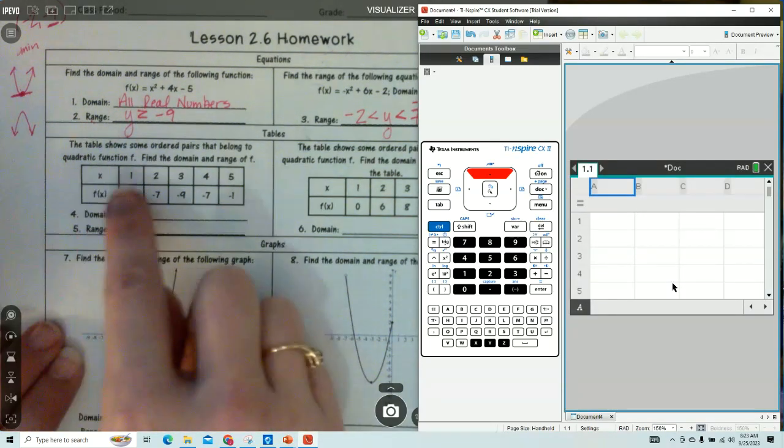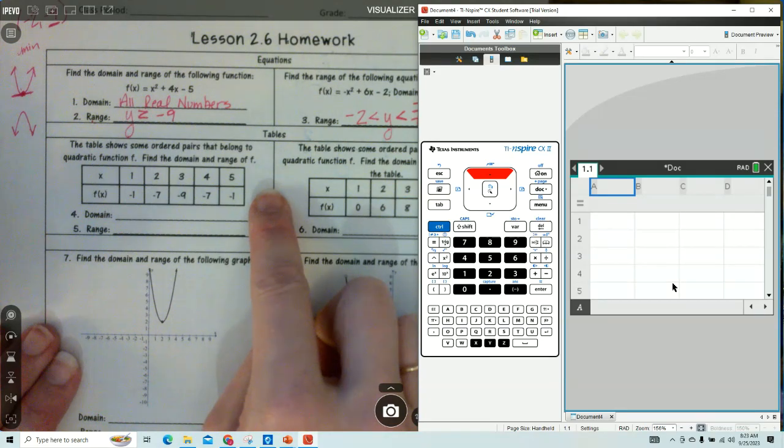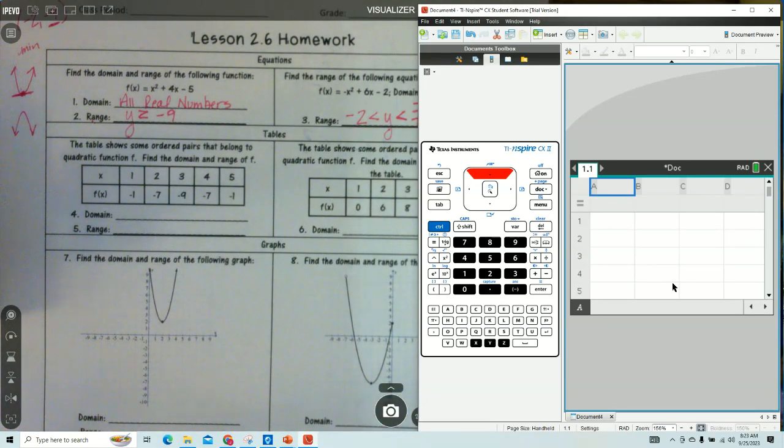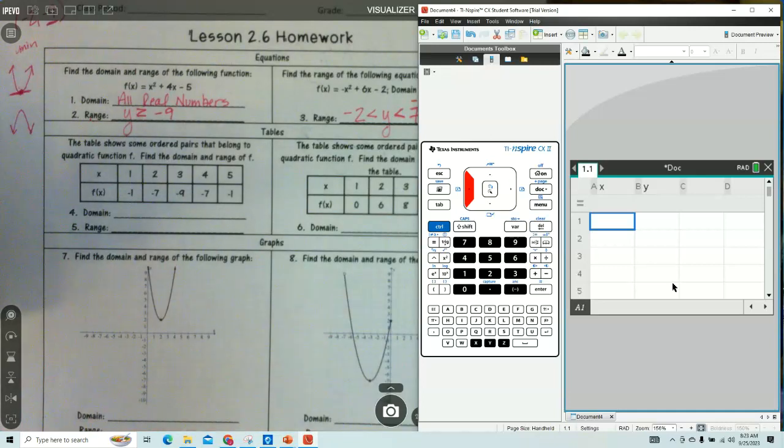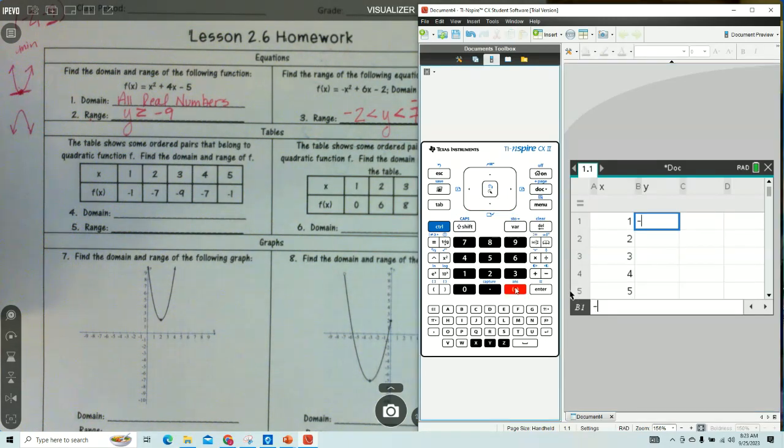I can graph individual points. So what I do in list and spreadsheets, where the A is, I put an X. Where the B is, I put a Y. And then I can type these X values in, 1, 2, 3, 4, and 5. And then I can type the Y values in, -1, -7, -9, -7, -1. So I can turn this page into a graph.